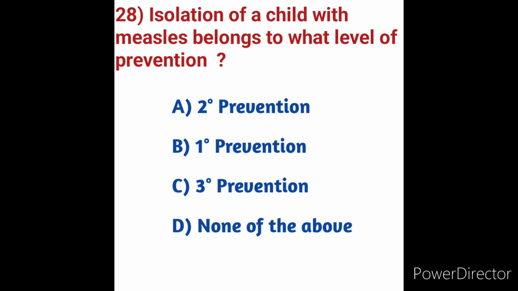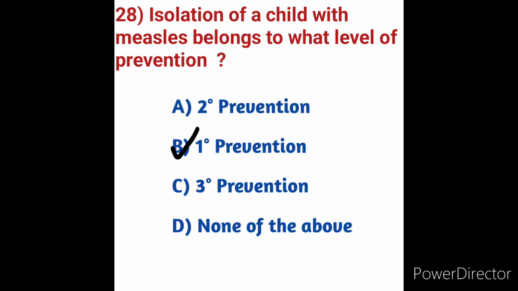Primary prevention can be defined as action taken prior to onset of disease which removes the possibility that the disease will ever occur. By specific protection, we mean preventing specific diseases by specific measures. For example, prevention of diseases by immunization, prevention of xerophthalmia by administration of vitamin A. These are all examples of primary prevention. So here option B, primary prevention, is the correct answer.